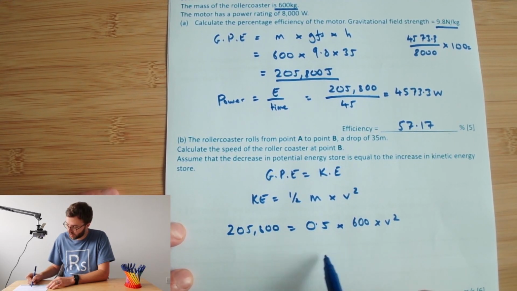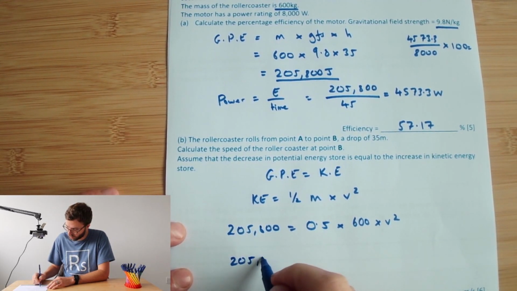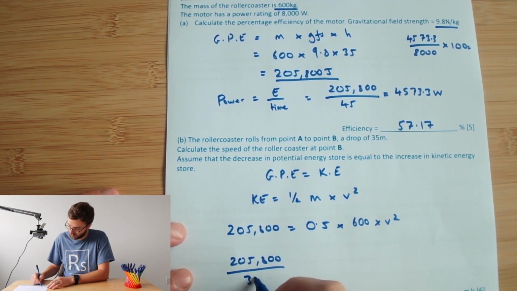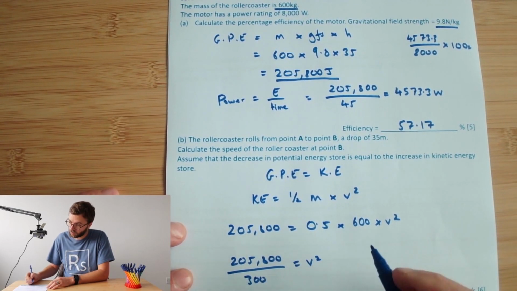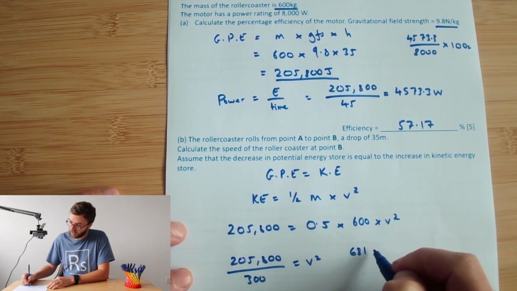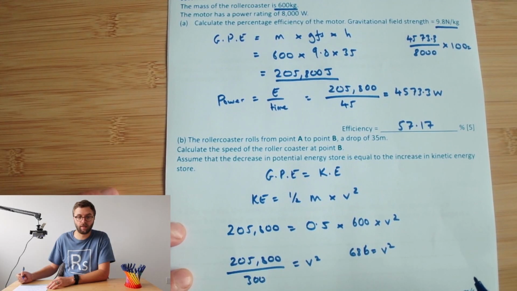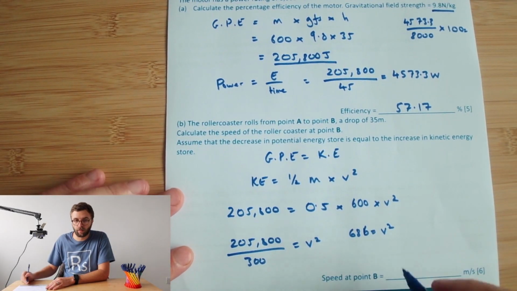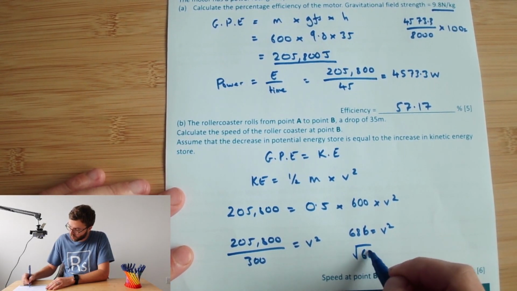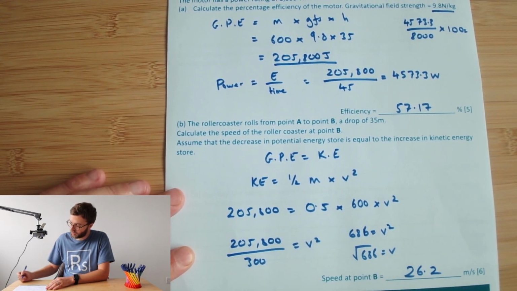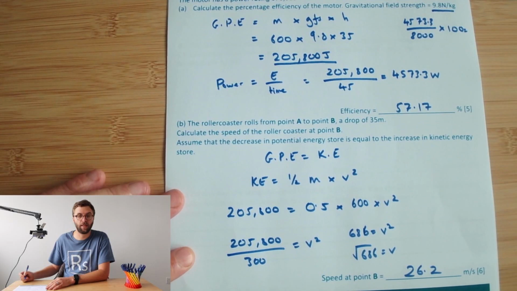So we're going to bring these over by dividing, so 205,800 divided by 0.5 times 600, which is 300, equals V squared. Working that out gives us that 686 equals V squared. So to work out V, we're going to square root 686 to give us V, which gives us an answer of 26.2 meters per second.